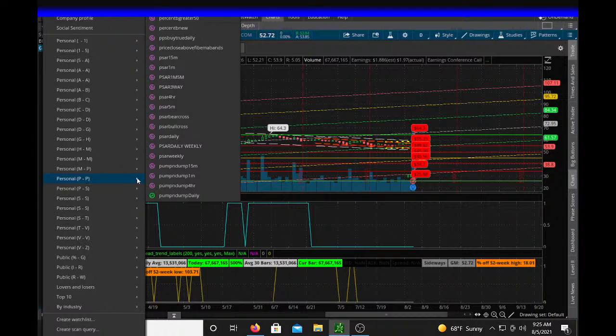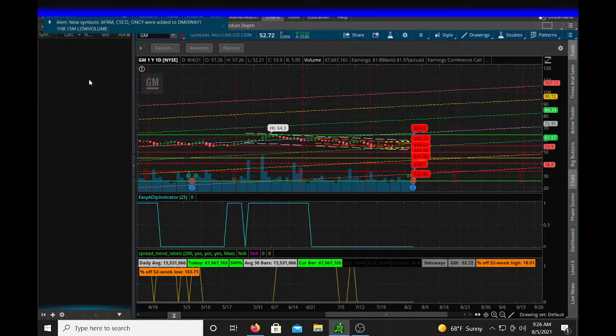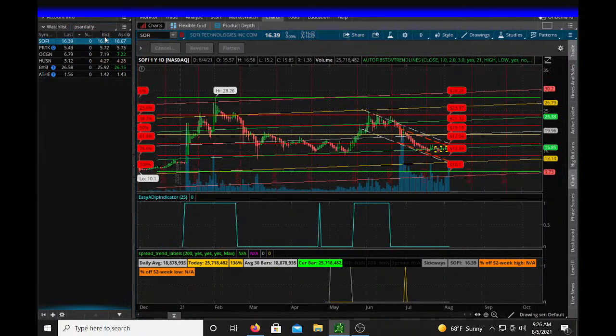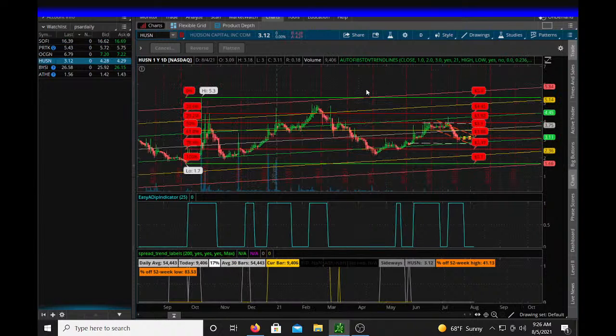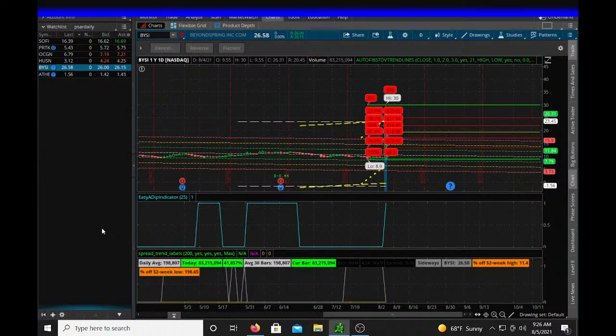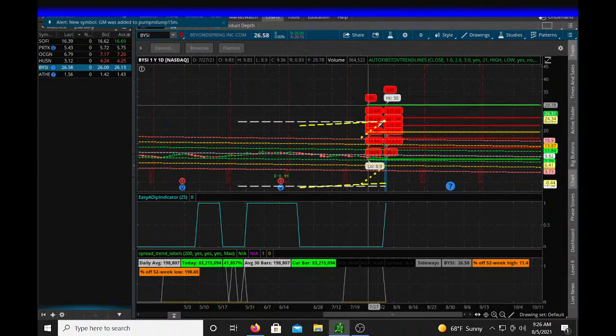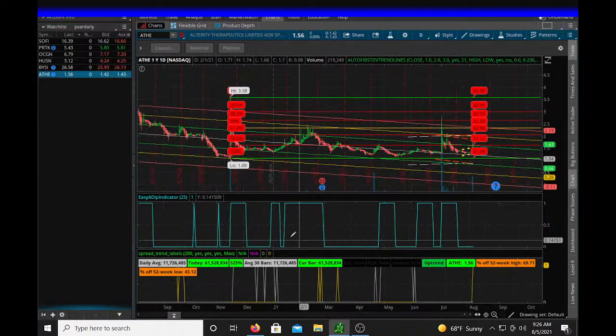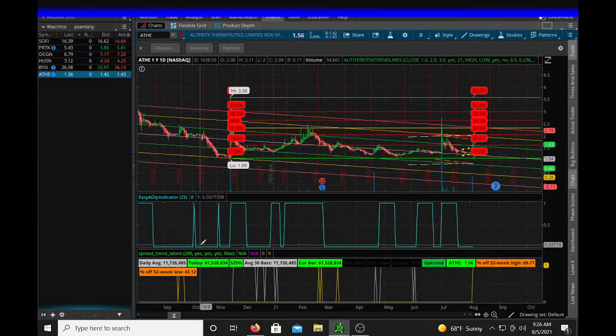Now, let's check out the parabolic SAR for the daily. We can go PSAR daily, and then we'll go over and check out. Oh, look at SoFi at the top of that list. Ocugen. What's this? Hudson Capital. BYSI. BYZ. And let's see. This one is just going positive on the dip indicator. And ATHE. Now, this is the easy dip indicator. This isn't your rock bottom indicator, okay?